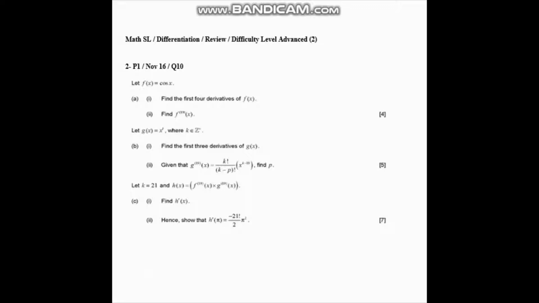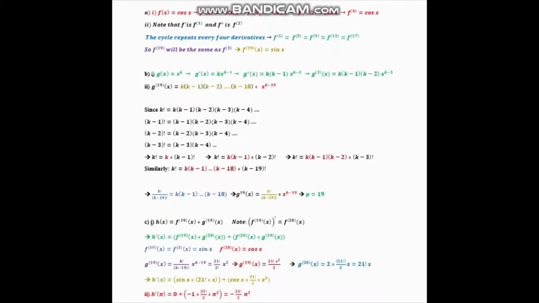Finally, I need to show that h dash of pi equals negative 21 factorial over 2 times pi squared. I shall simply plug pi instead of x into the gold equation. So sine pi is 0. So the entire term is 0. This bracket is entirely equal to 0. And I need to evaluate the second bracket.